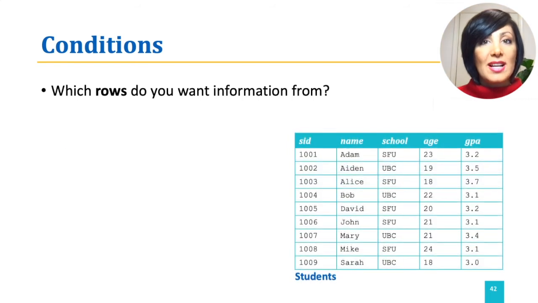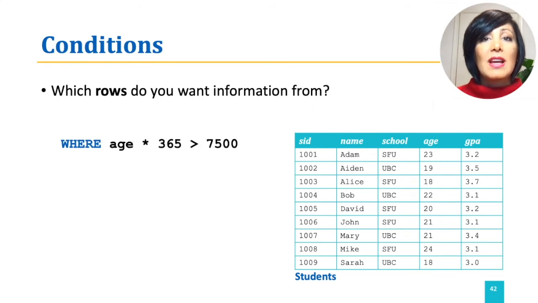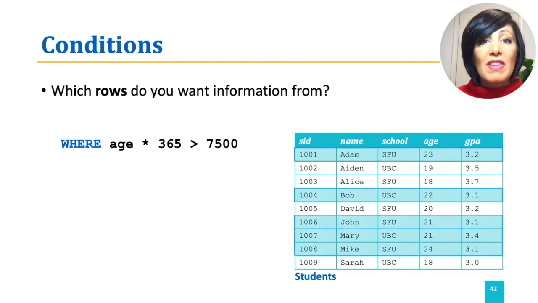A where clause condition can also include arithmetic or a string expression over columns. For example, the where clause where age times 365 greater than 7,500 will return the rows in the table where the computed value for each entry for attribute age is checked for finding the rows as depicted.